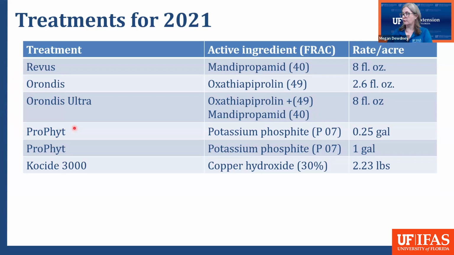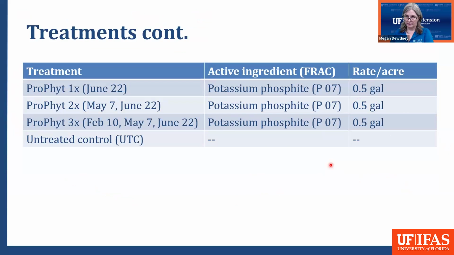We also looked at Prophyte at 0.25 gallons, and then also at a gallon rate, and then Coside 3000, because copper historically has been known to manage it, at 2.23 pounds. So I was looking for a fairly high rate here. And then Prophyte again at the 0.5 gallon rate, but doing that 1 time in a year, 2 times in a year, and then all 3 applications. So I was really looking at application timing. And then we compared all of that to the untreated control.